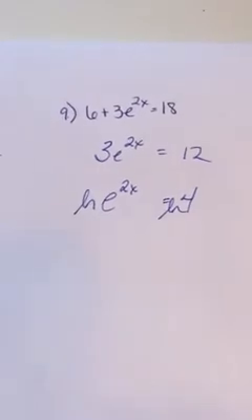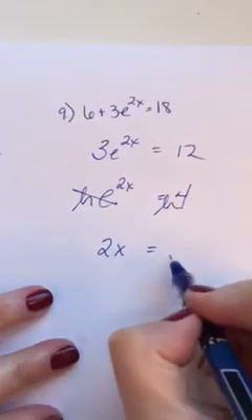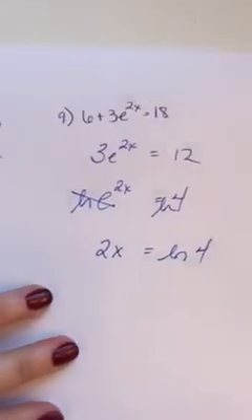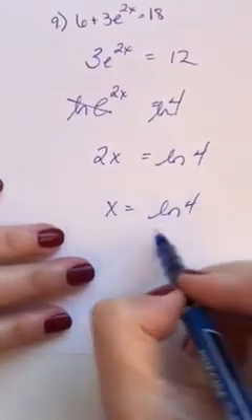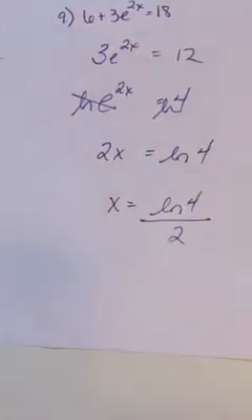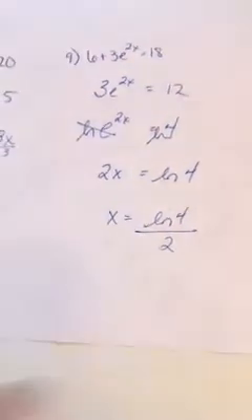Now the whole reason we practice simplifying these is because now those cancel. 2x is equal to ln of 4 divided by 2. x is equal to ln of 4 divided by 2. That cannot be simplified. Do not simplify the 4 and the 2.